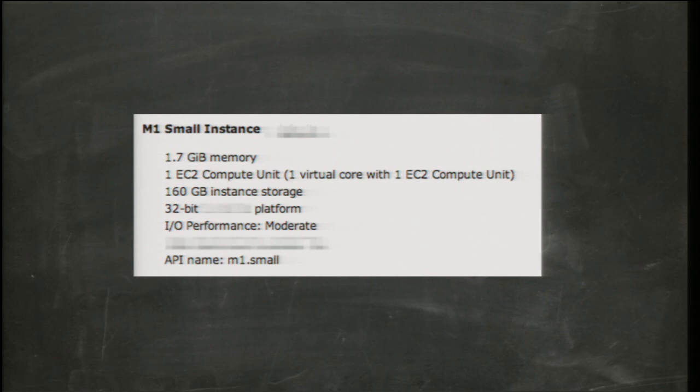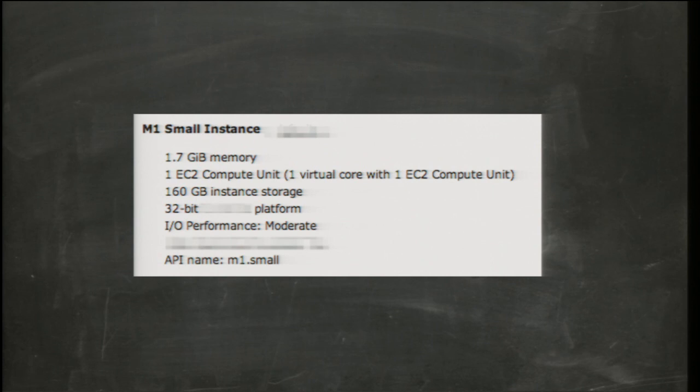The M1 small was a very simple instance. It had less than 2 gigabytes of memory. It gave you one EC2 compute unit. Now, on our website, we define EC2 compute units as a 1.1 gigahertz 2007 Xeon. I'd like you to forget that. I think the way to think about an ECU, and I'll come back to that, is just a unit of compute of an M1 small.